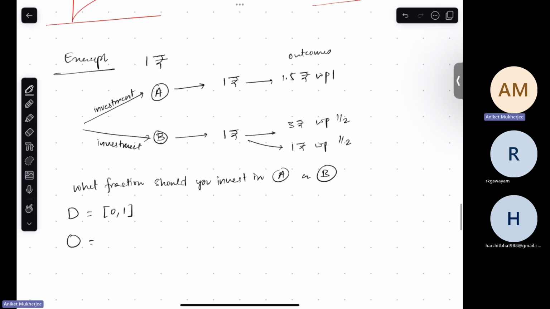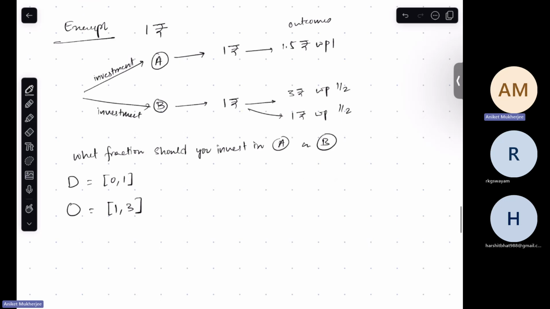So your outcomes: suppose you invest everything in B, you will get a maximum reward of 3, and the minimum reward you can get if you invest everything in B is 1. So you could be somewhere in between 1 and 3. This is your outcomes. And your omegas are basically omega 1 and omega 2. The uncertainty lies in the case of B. Here there is no uncertainty. If you put x, you get x into 1.5.